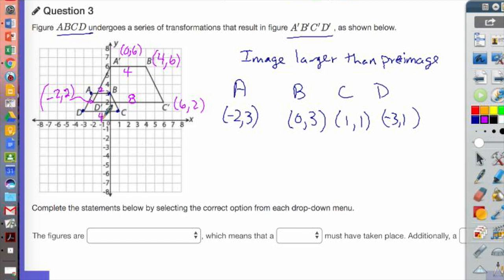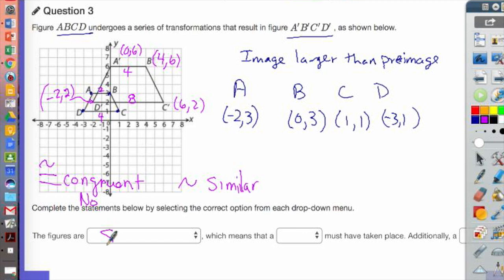So then we look at the statement below, selecting the figures are either congruent? They'd have to be the same size. Are they the same size? Yes or no? No. So if they have the same angles though, then they are similar.